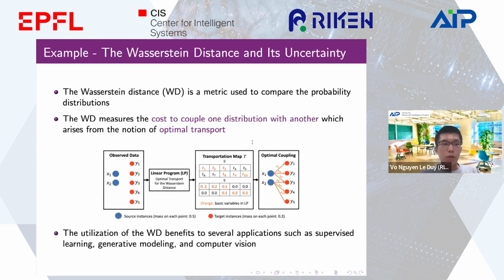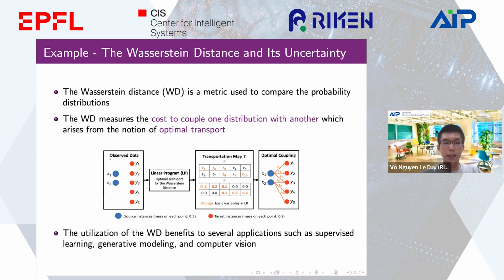So this is an example in the case of the Wasserstein distance. The Wasserstein distance is a metric used to compare probability distributions. It measures the cost to couple one distribution with another distribution. This distance arises from the notion of optimal transport. An example is shown in this figure.